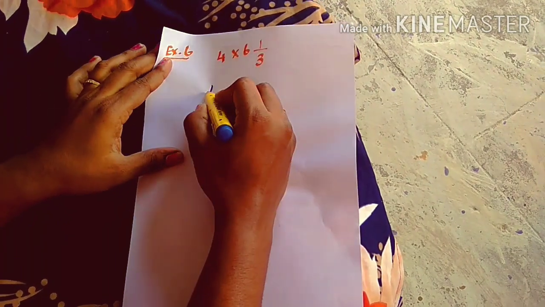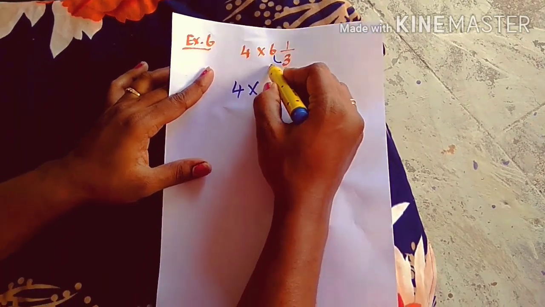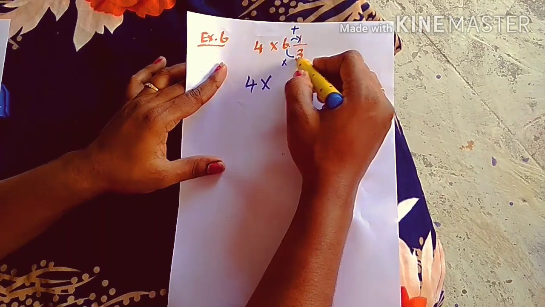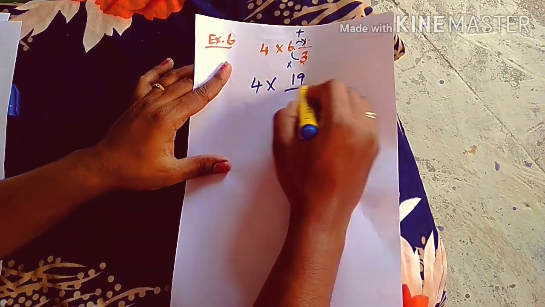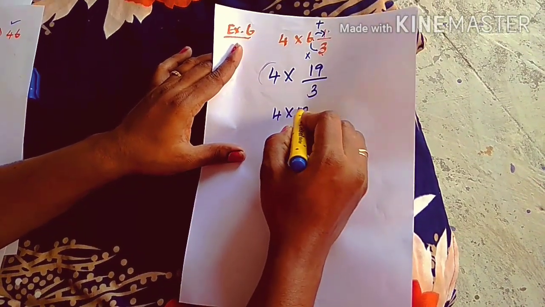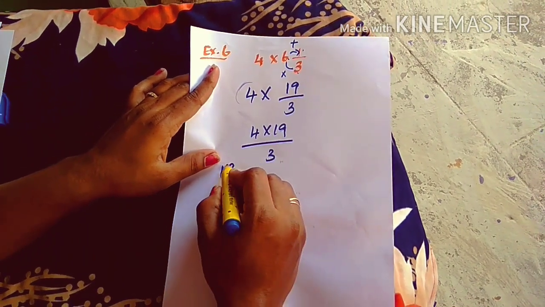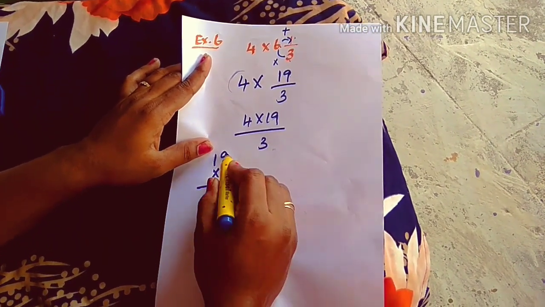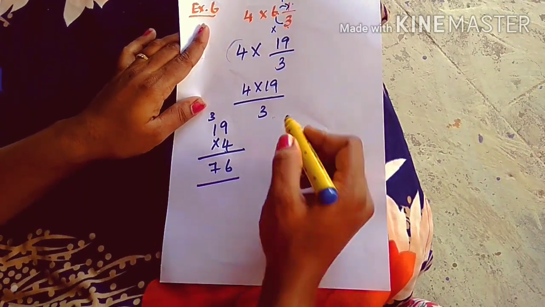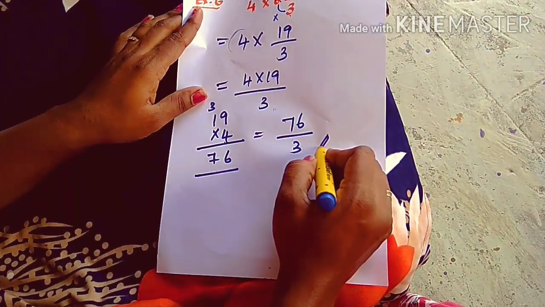Next, one more problem. It is in mixed fraction. First convert this into improper. So we have to multiply here and add here. You know already. 6 3s are 18, 18 plus 1 is 19. 19 divided by 3. Multiply this whole number only with the numerator. So 19 into 4. What is 19 into 4? 9 4s are 36, 4, 5, 6, 7. So 76 divided by 3. This is an improper fraction.